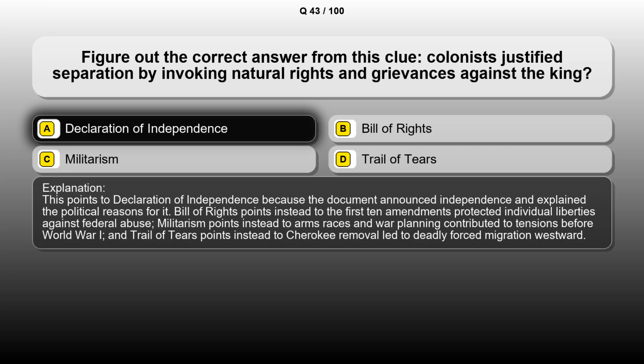This points to Declaration of Independence because the document announced independence and explained the political reasons for it. Bill of Rights points instead to the first 10 amendments protected individual liberties against federal abuse. Militarism points instead to arms races and war planning contributed to tensions before World War I, and Trail of Tears points instead to Cherokee removal led to deadly forced migration westward.